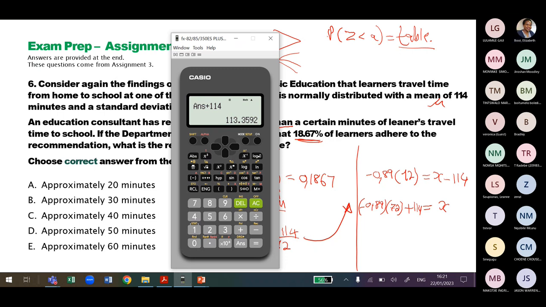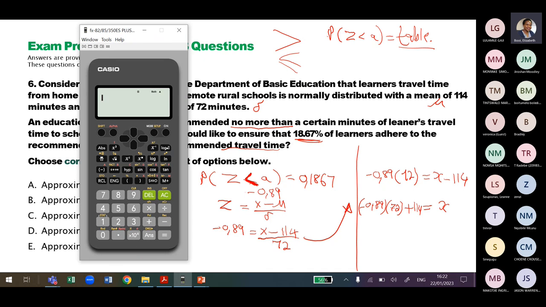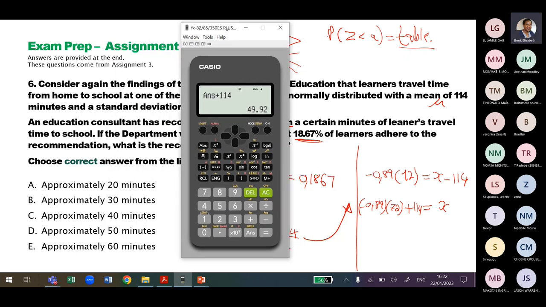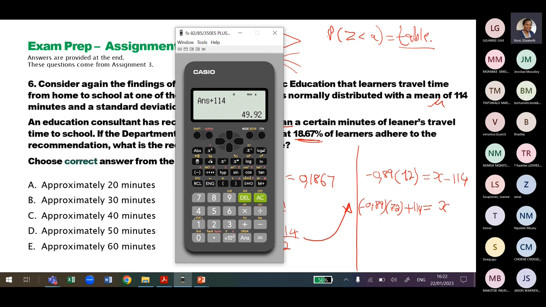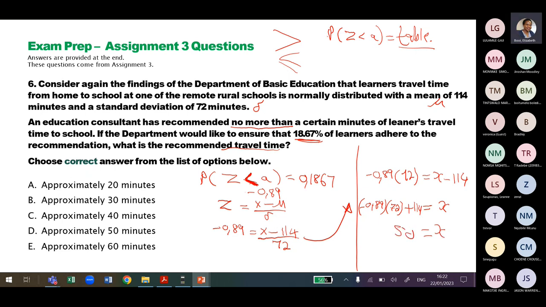Did I calculate right? Let's make sure that we calculate right. Negative 0.89 times 72 plus 114 equals 49.2. If we estimate it, when we round it off to exact minutes, 50. X is equal to 50. So the approximate or the recommended travel time is 50. The recommended travel time will be 50.